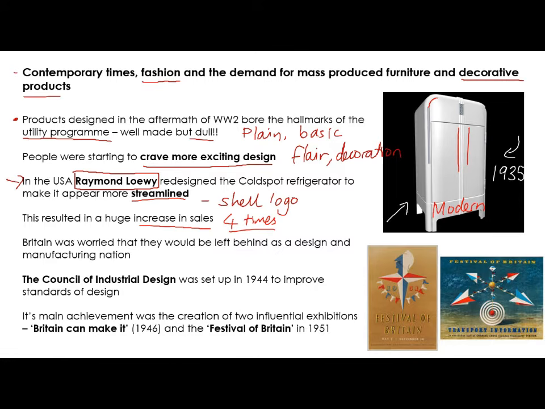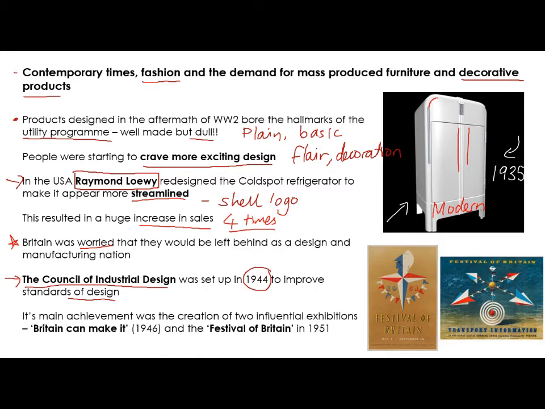happening in the USA, and Britain started to become really worried that they would be left behind, because they were really a leader in design and manufacturing at the time. But they thought, oh no, we are going to be left behind because we are still making products influenced by the rationing and the utility products that were around during the war. So in reaction to what was happening in the USA, to make sure that they could still compete, they created a Council of Industrial Design. And this was set up in 1944 to improve the standards of design that were happening at the time.